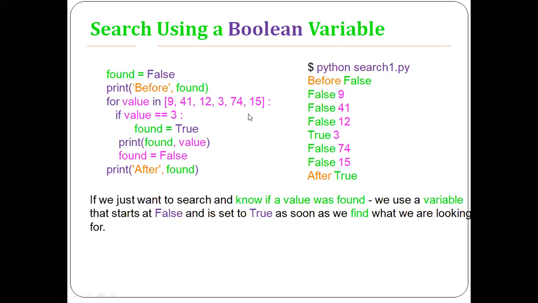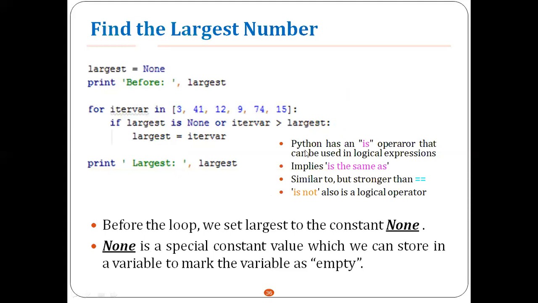So now I'll make a small correction here. This is false here, right? After false. I just want to search and know if a value was found. We use a variable that starts at false and is set to true as soon as we find what we are looking for, right? But the thing is that we are searching for an element in the given set or list. And here is one more example: finding the largest among all the given elements.